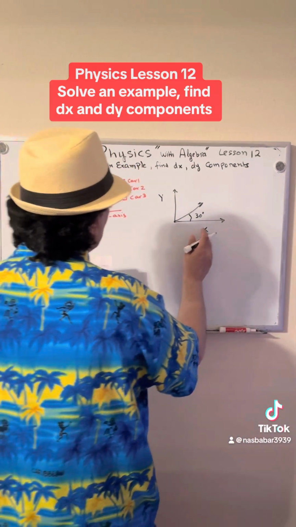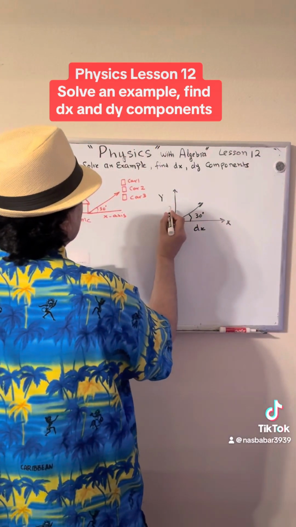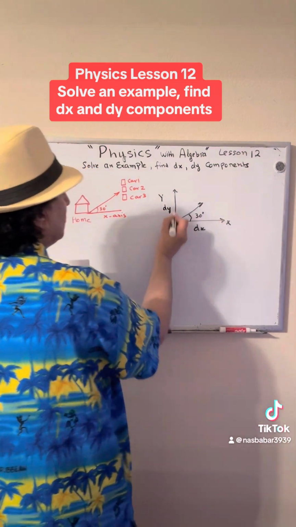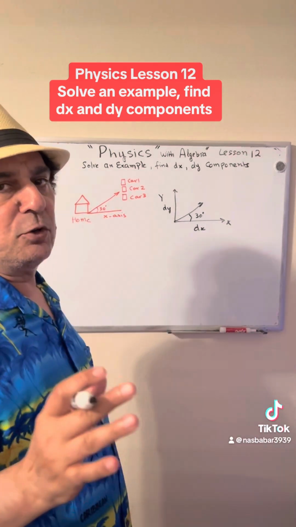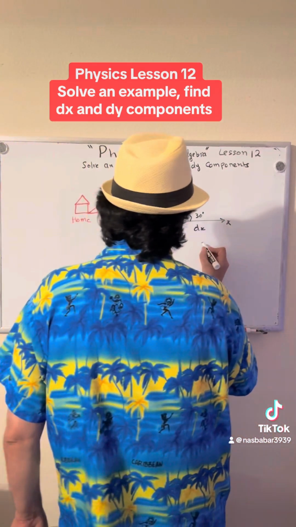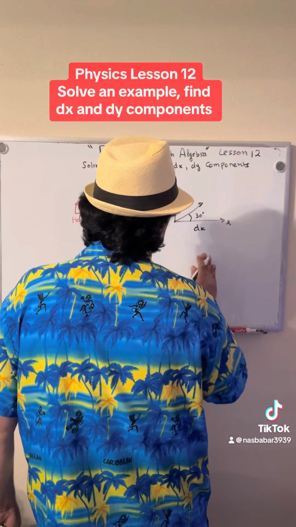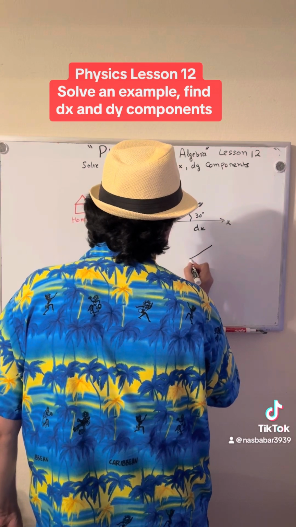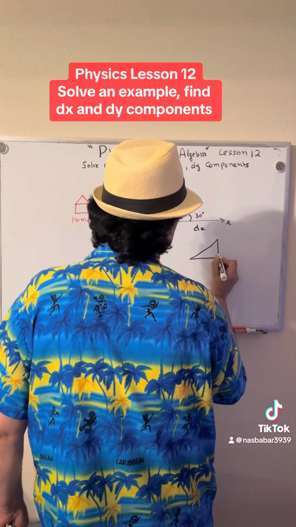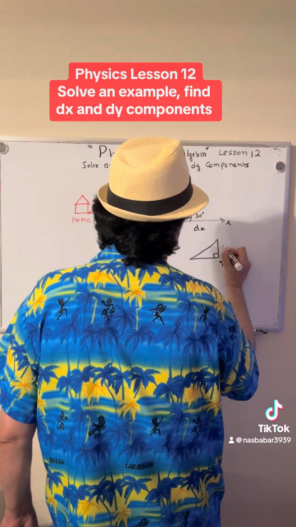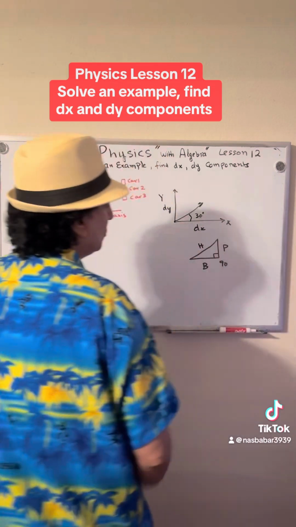So let's say we call this dx, distance x, and we call this dy, distance y. All right. So now you have to remember your trigonometry. This is a right angle triangle. If you recall from your geometry, algebra, this angle is 90 degrees. This right here is perpendicular, this right here is base, and this is hypotenuse.